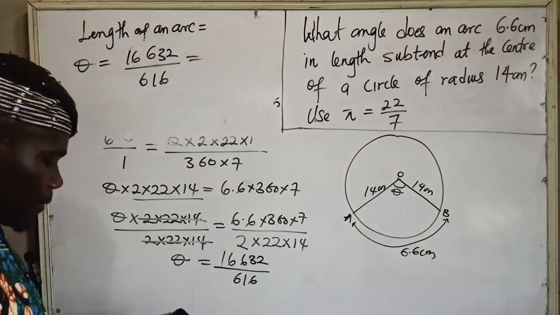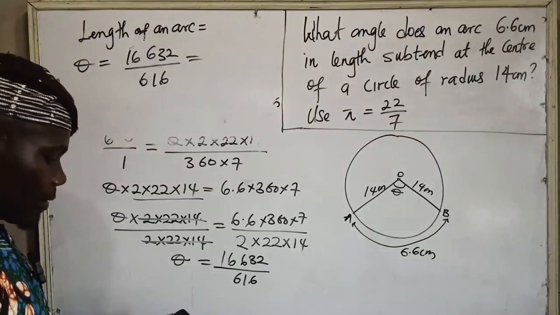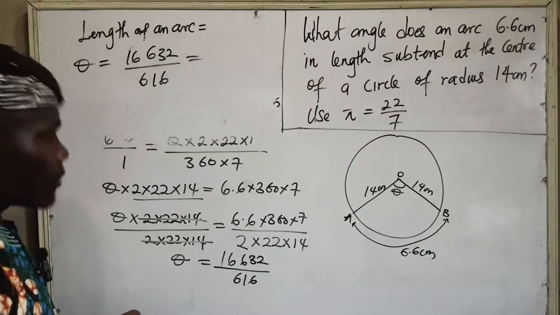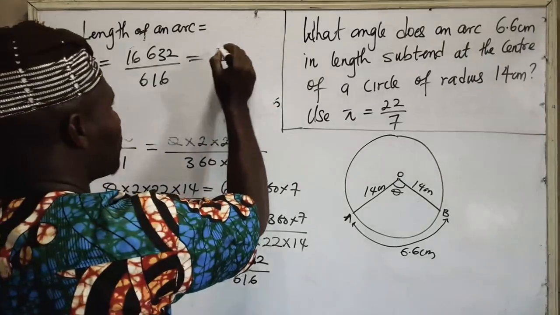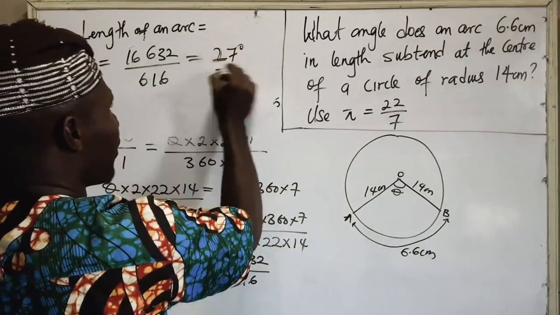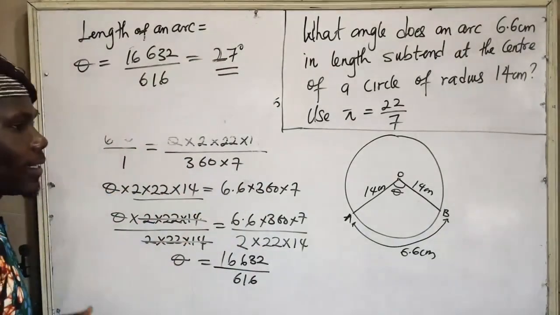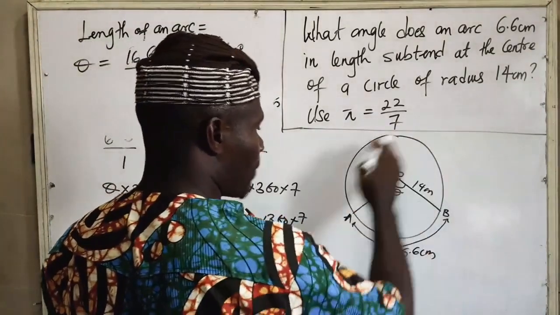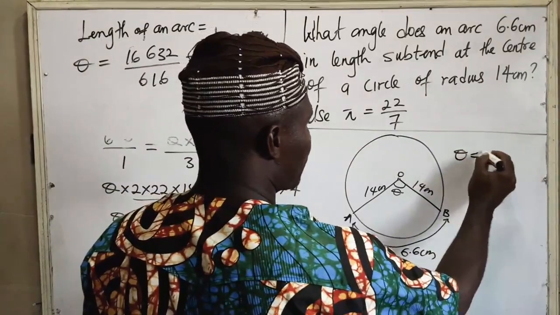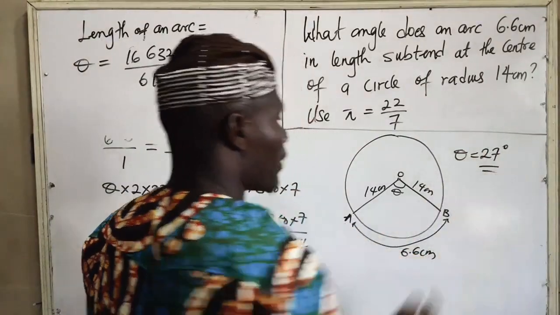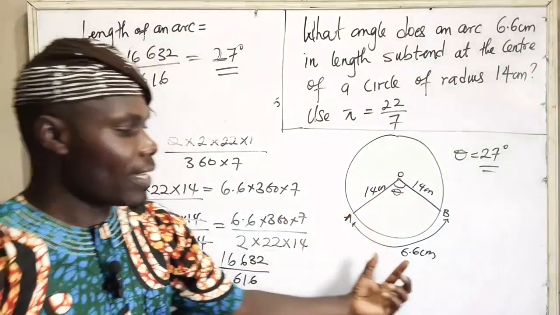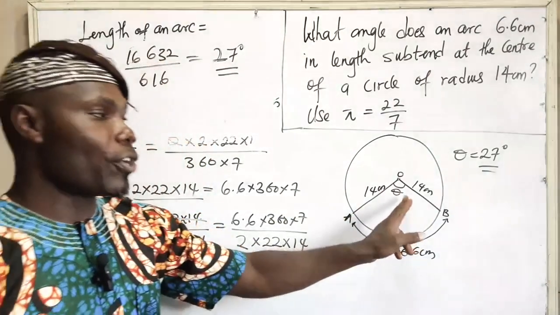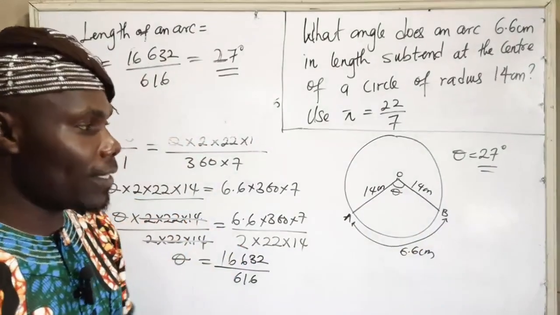So we have 16,632 divided by 616. It gives us 27 degrees. So the angle that this arc subtends is 27 degrees. It is 27 degrees that produces an arc of 6.6 centimeter with a radius of 14 centimeters.